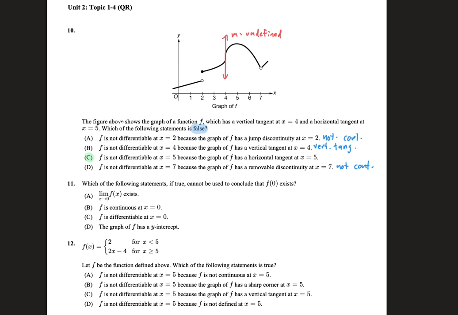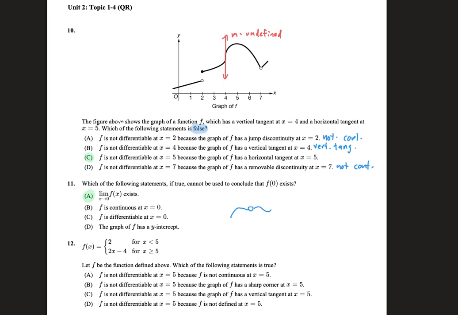Okay, 11. Which of the following statements, if true, cannot be used to conclude that f of 0 exists? Just because a certain thing is true, that's not enough to say that f of 0 exists. So A is the answer, because just because a limit exists doesn't mean the function exists.